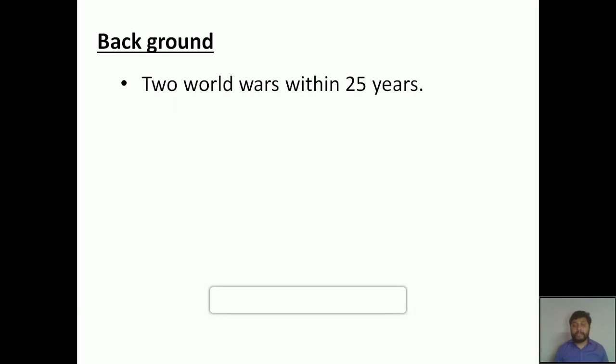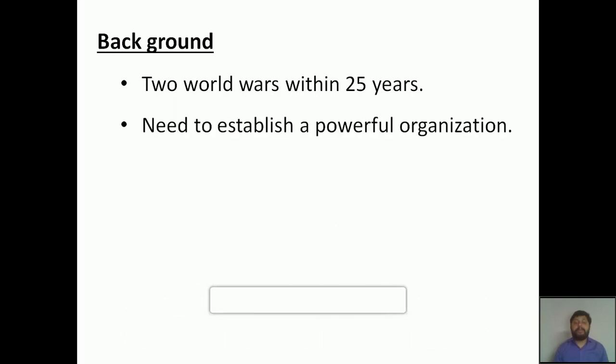So the nations, especially the powerful nations, came to know or started to think. They realized that if a third world war takes place in the world, it will be the end of humanity on the earth. So they decided to establish a powerful organization which can stop the entire world from a third world war.